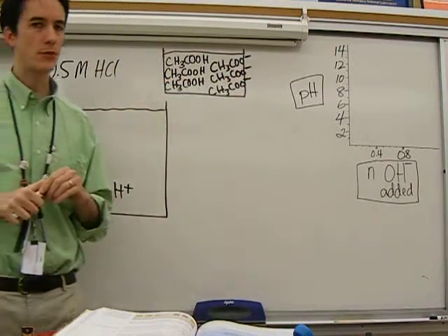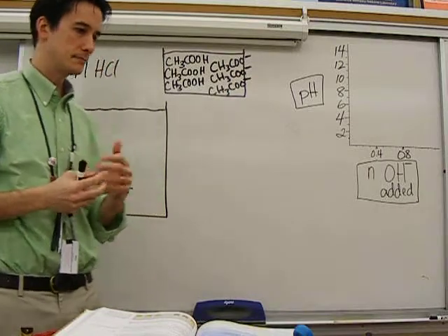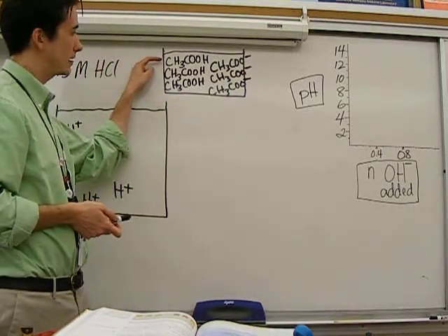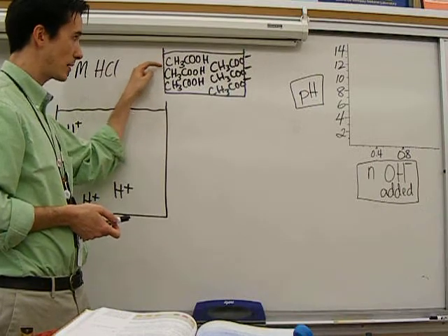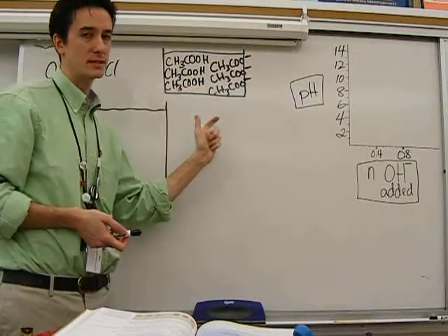All right, so I put 3 units of each. We're going to use the same, it's going to represent the same amount. So this is 0.1 moles of acetic acid. This is the same thing. So we've got 0.3 moles of acetic acid. Here we have 0.3 moles of acetate.